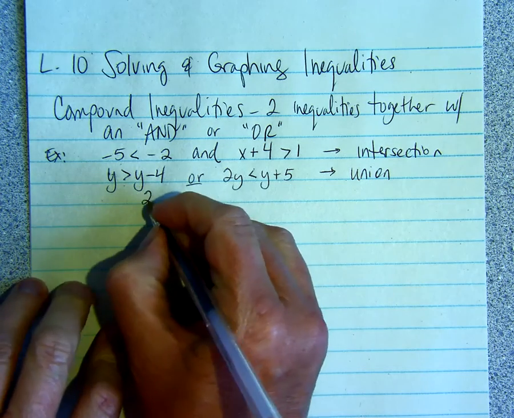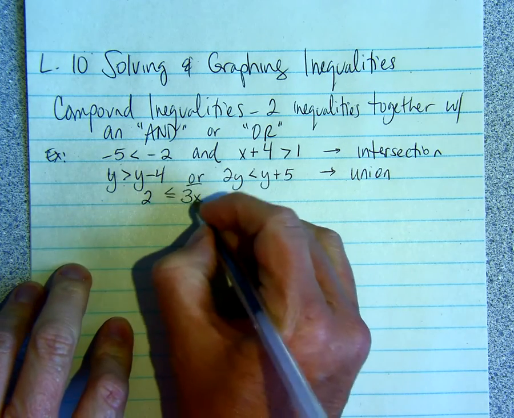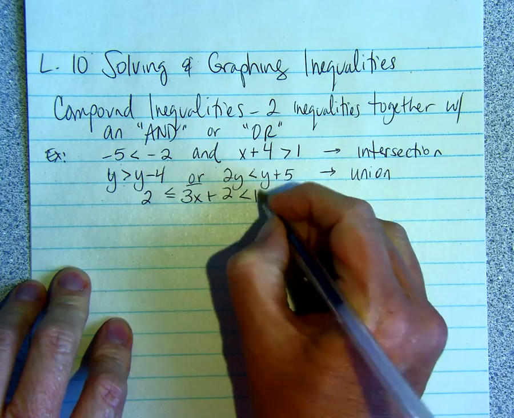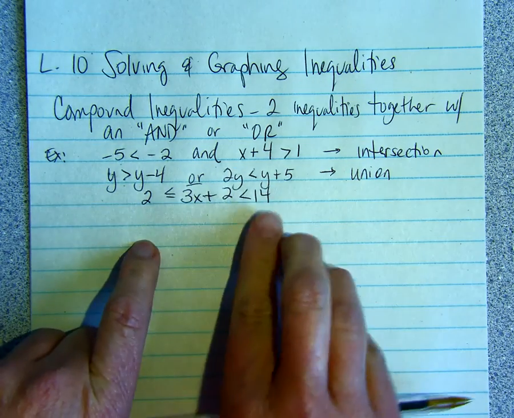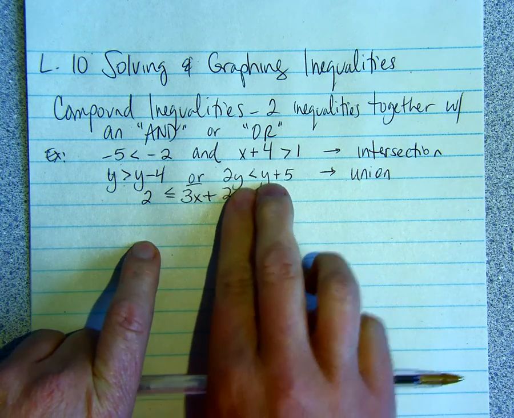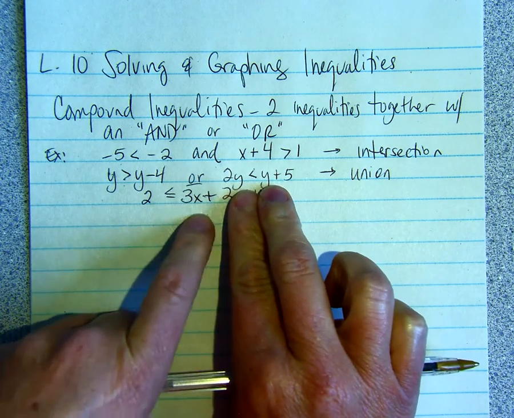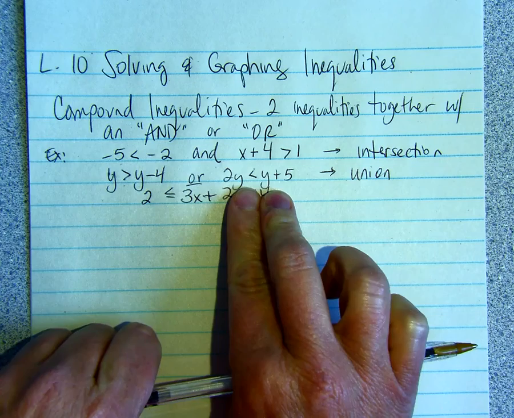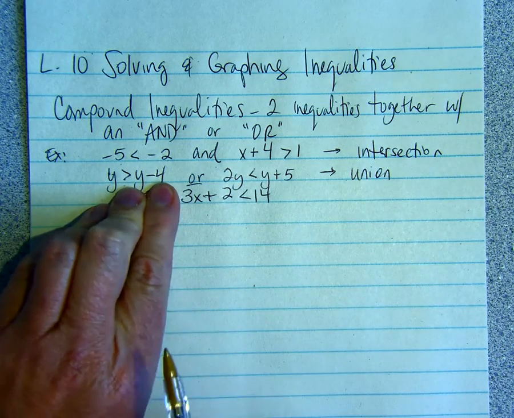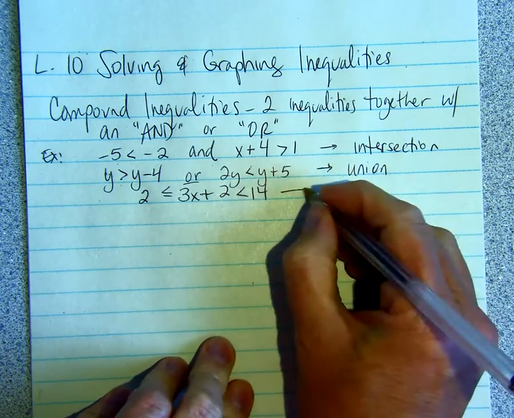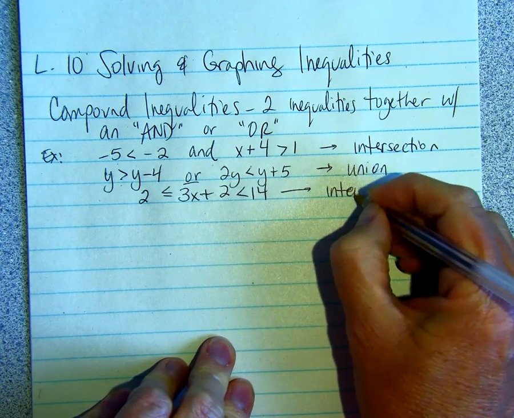If you have two together, 2 is less than or equal to 3x plus 2 is less than 14, this is an "and" statement. It's saying you could take the "is less than 14" off. So you could say 2 is less than or equal to 3x plus 2, and you would take this end off and you'd have 3x plus 2 is less than 14. So this is considered an intersection.